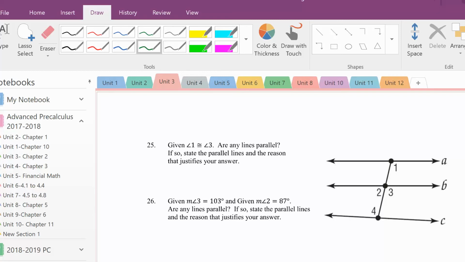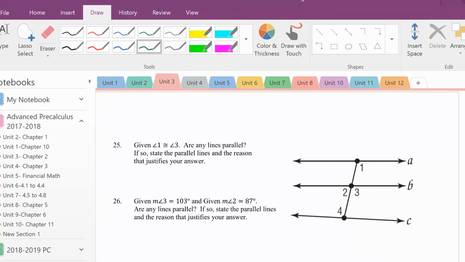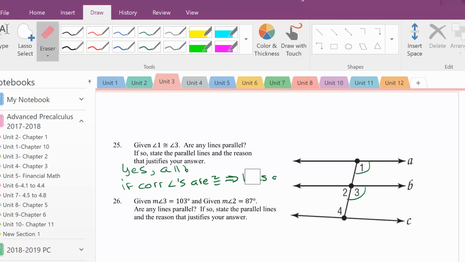So if you look here, if you're given angle 1 is congruent to angle 3, are any lines parallel? And the answer is, well, 1 and 3 are corresponding for A and B. So yes, it would be A is parallel to B. And the reason that justifies my answer would be: if corresponding angles are congruent, then the lines are parallel.